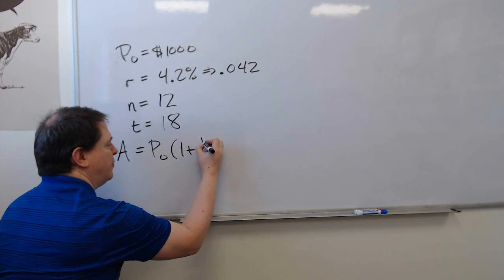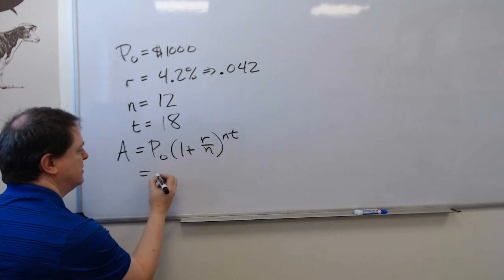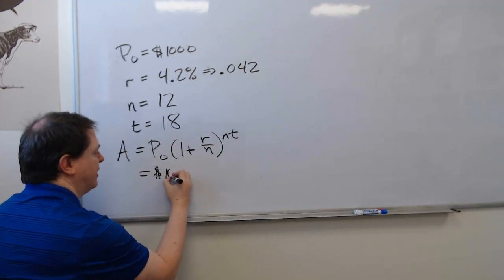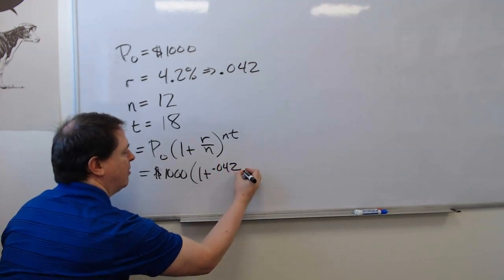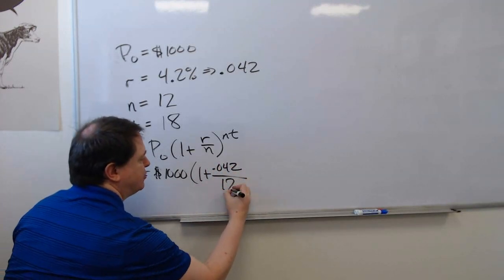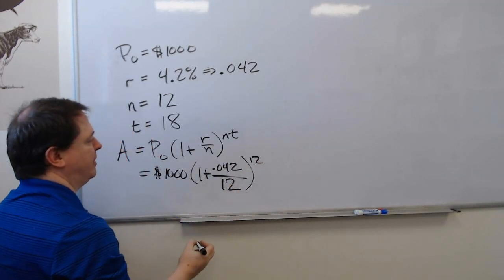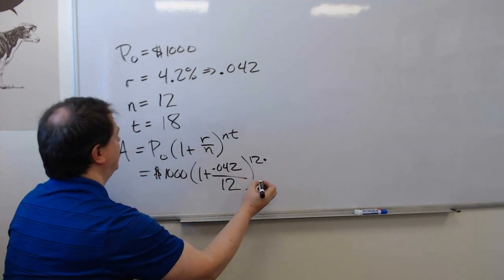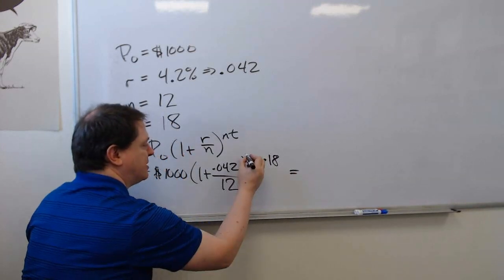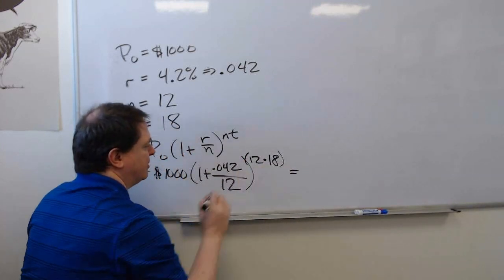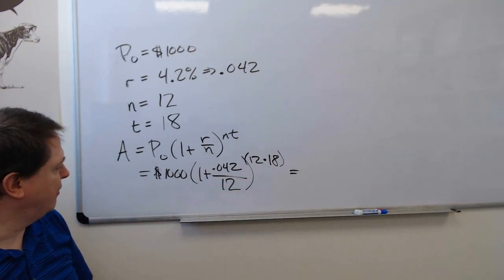It's our P0 times 1 plus R over N, raised to the NT. So our P0 is our principal of $1,000. Then it's 1 plus 0.042, which is our R. Our N here is 12, and our N is going to appear up there again, times T, which is 18. Just as I mentioned in the last video, imagine there's implied parentheses here to make sure we actually do that part first.